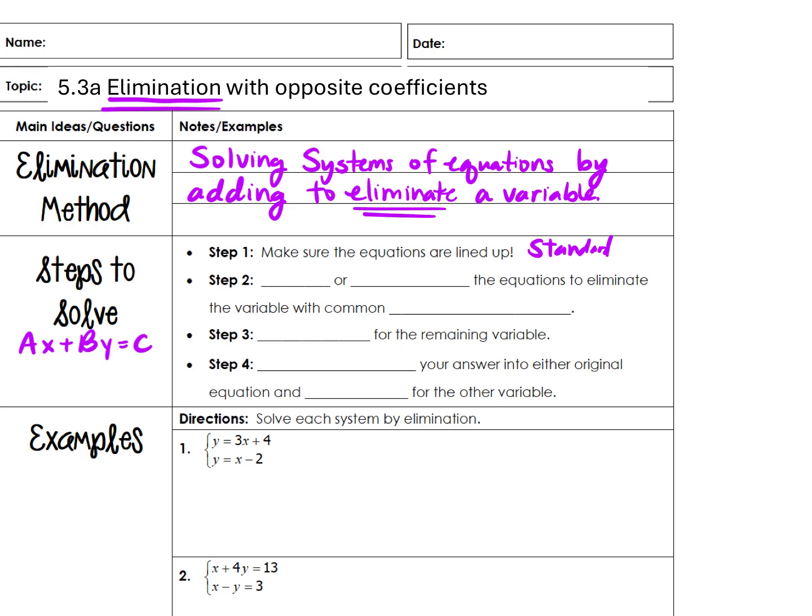Step two, this is where I add, okay? Technically you can subtract, but I'm not going to. We're going to add the equations to eliminate the variable with opposite coefficients.